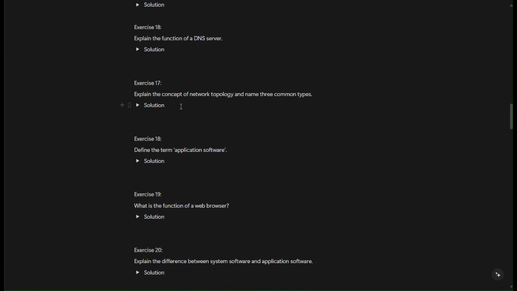Now explain the concept of network topology and name three common types. What is network topology? A network topology defines the layout and the structure of the network and how the devices communicate with each other. We have three common types: bus topology, ring topology, and star topology.